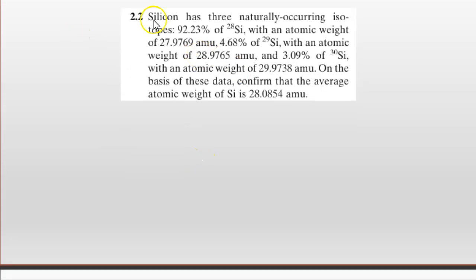In this problem, we will determine the average atomic weight of an element. Silicon has 3 naturally occurring isotopes: 92.23% of silicon-28 with an atomic weight of 27.9769 AMU, atomic mass units, 4.68% of silicon-29, and 3.09% of silicon-30. On the basis of this data, confirm that the average atomic weight of silicon is 28.0854.